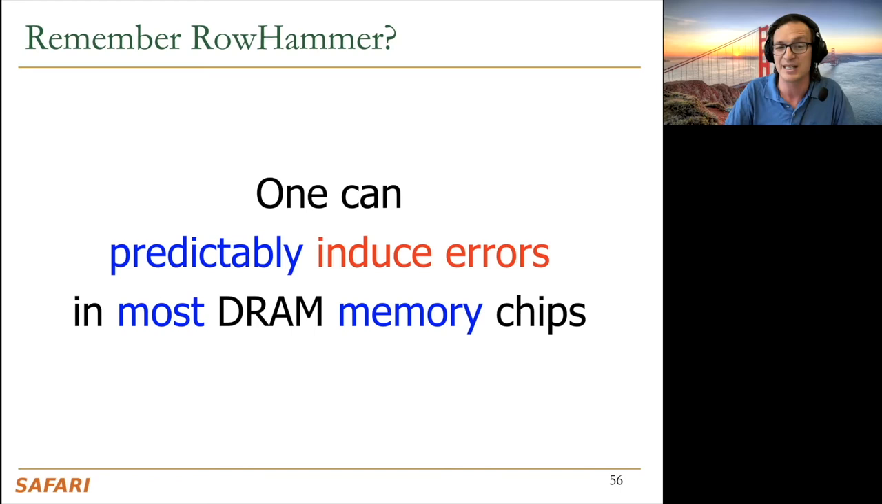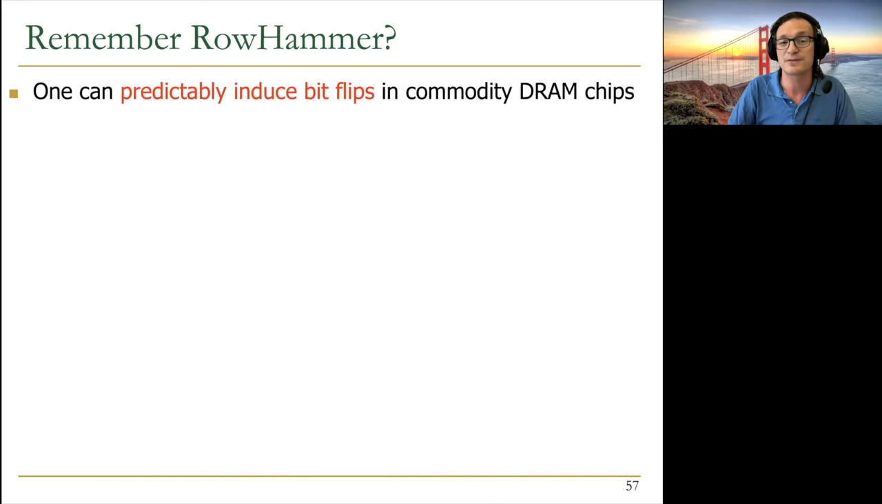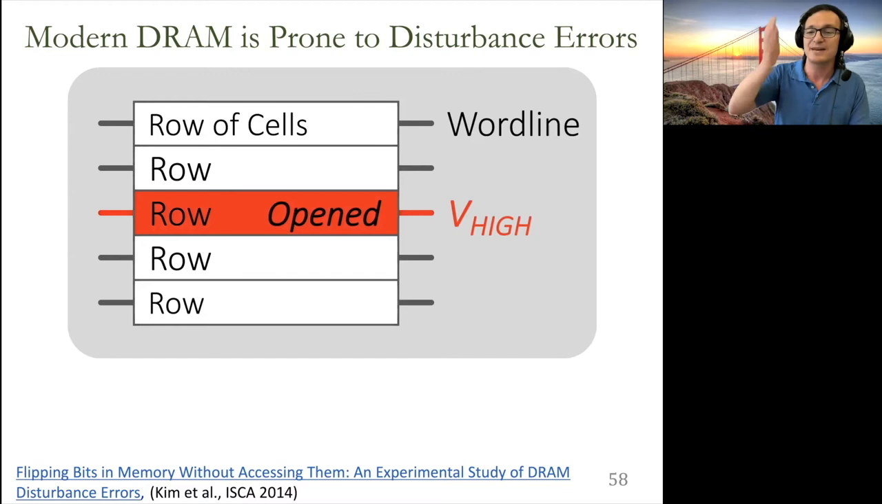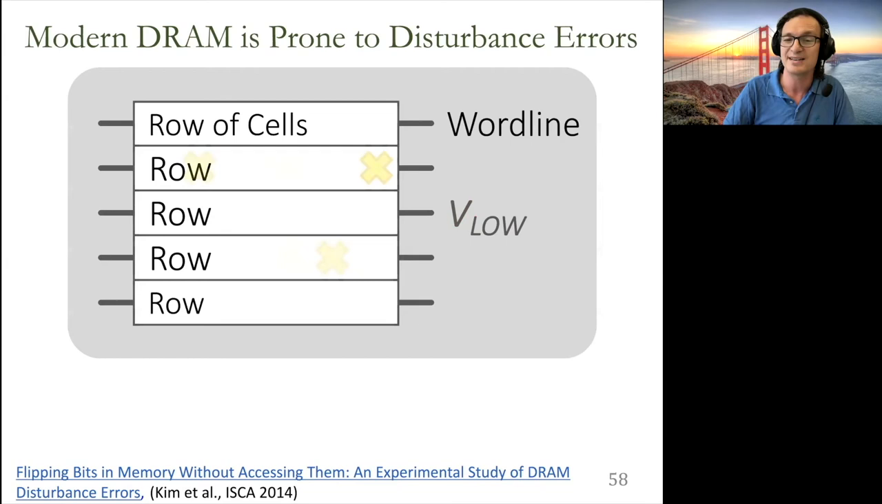Okay, we know that you can predictably induce bit flips in DRAM chips, and this leads to a system security vulnerability. The question is, why does it lead to a system security vulnerability? Let's remember what this is. Basically, if you keep activating and pre-charging, meaning applying high voltage and low voltage, high voltage and low voltage to a single row in DRAM, you can get bit flips in adjacent rows.